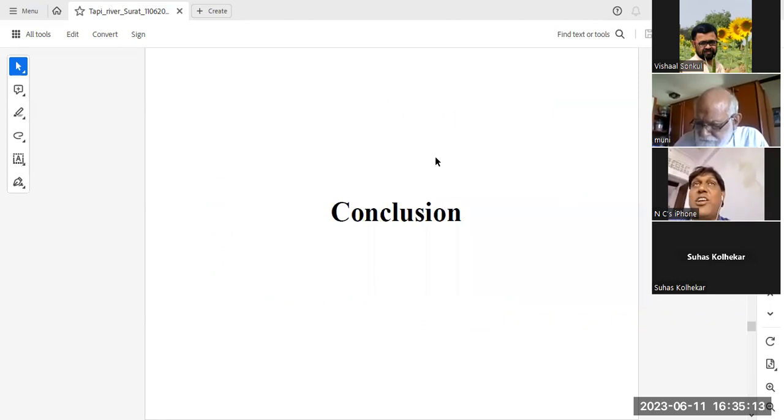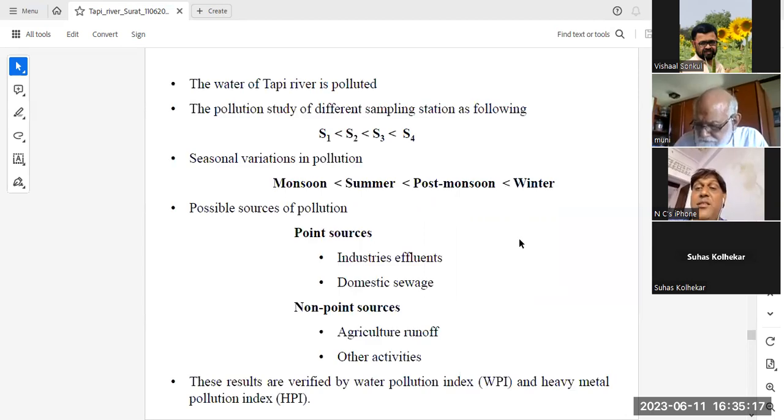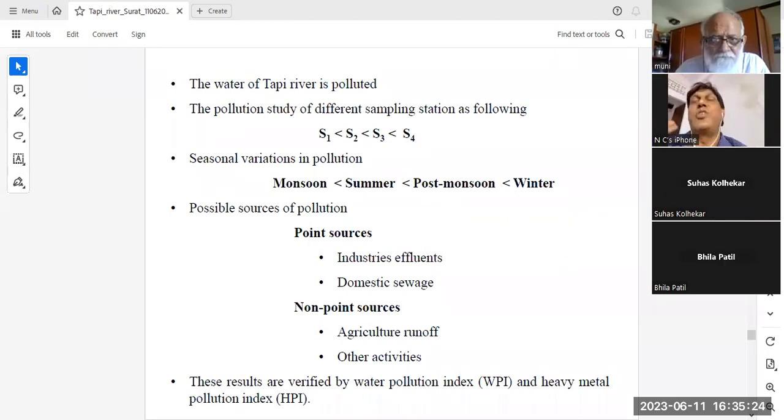On the basis of these water quality studies, we can conclude that, in short, this Tapi River is fully polluted.